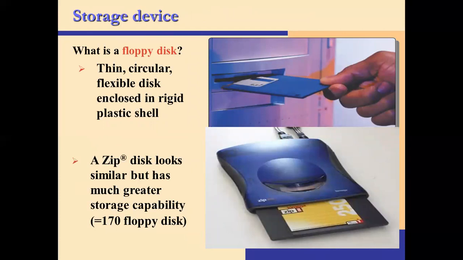A zip disk looks similar but has much greater storage capacity, equal to 170 floppy disks. There are two kinds of disks. One is the simple floppy disk, which has memory in KBs, not even in MB; the maximum goes to about 2 MB. Then there is the zip disk. It is similar to the floppy disk, but it contains 170 times more storage than a floppy disk.